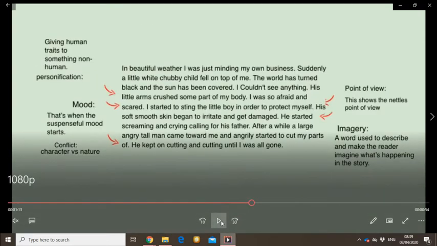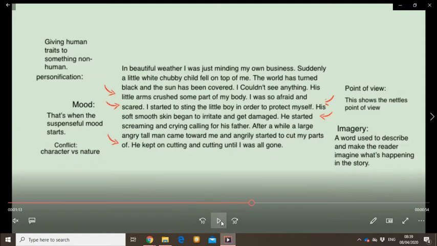On the next slide then, she inserts a piece of writing from her short story. And she very cleverly uses arrows and different titles to annotate her writing. So she has personification, giving human traits to the nettles. And this is exceptionally effective because it makes it seem like the plants were out to get the son, wanted to harm him on purpose.